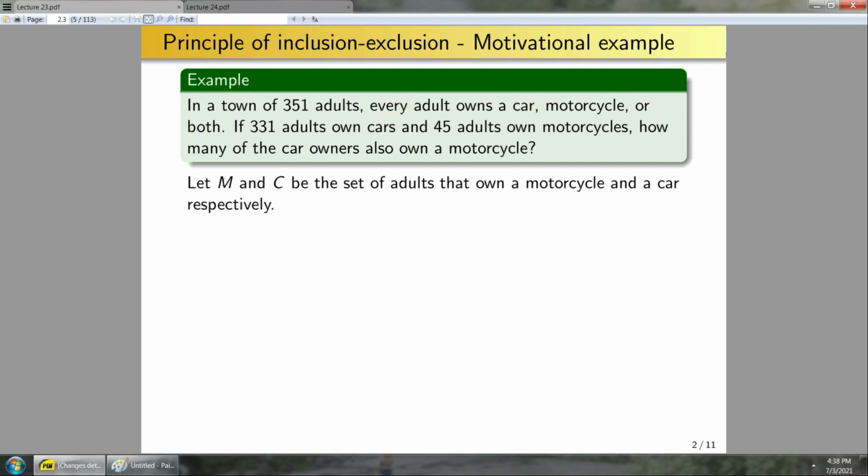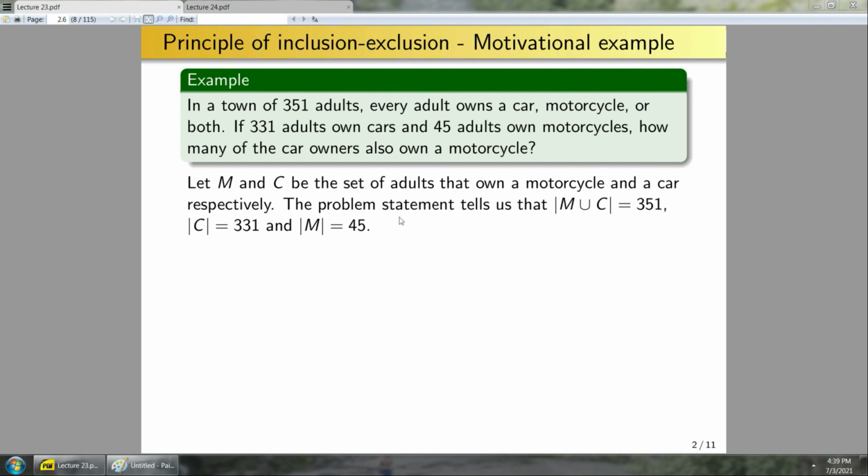Well, if I take the adults in M and I union that with the adults in C, that is the collection of all adults who own a car or a motorcycle or both. So that tells me that the cardinality of M union C is simply 351. Further, I know that 331 adults own cars, so the cardinality of C is 331, and 45 adults own motorcycles, so the cardinality of M is simply 45. Now, in the question, we want to know how many of the car owners also own a motorcycle. Well, within our set notation, that would simply be the cardinality of M intersect C.